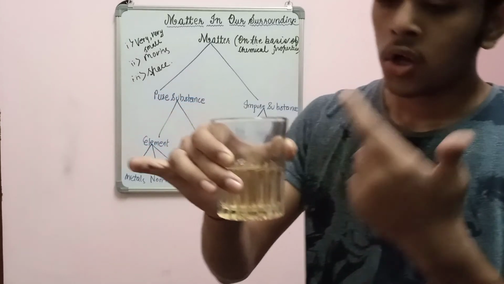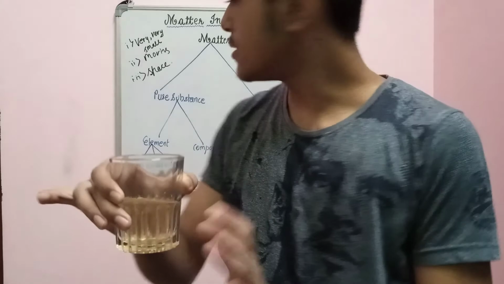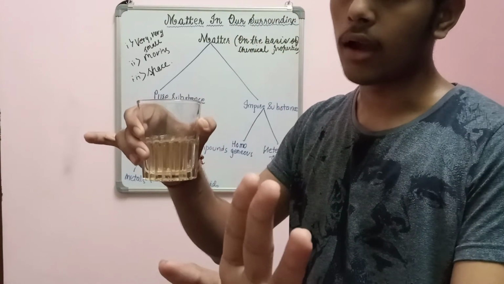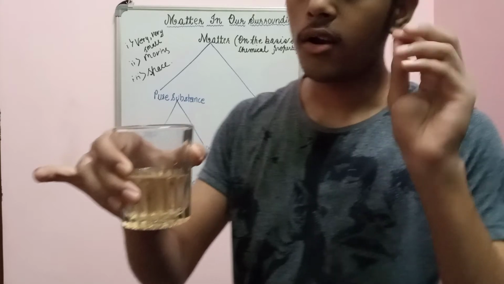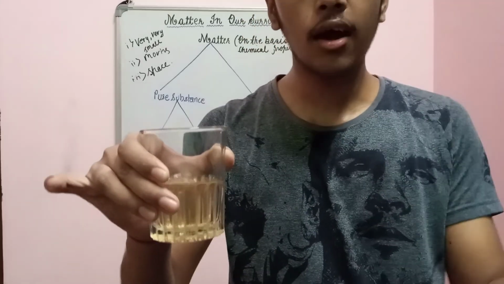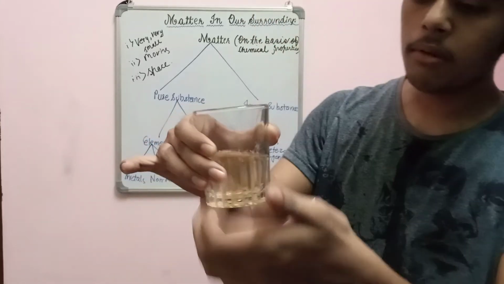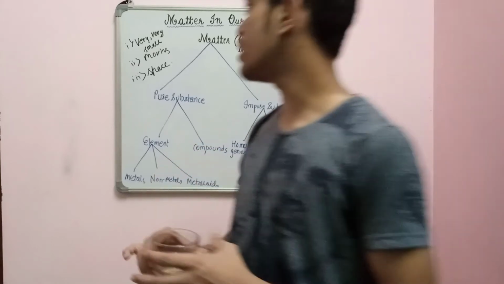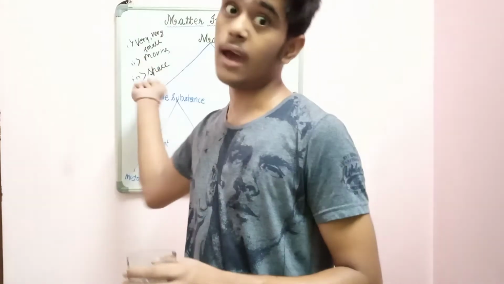So the main funda here is that the particles are very, very small and they have kinetic energy and they are moving. If the particles were not moving, how would the color change in the whole water? Okay, so this proves that the particles of matter are very, very small and they are moving.